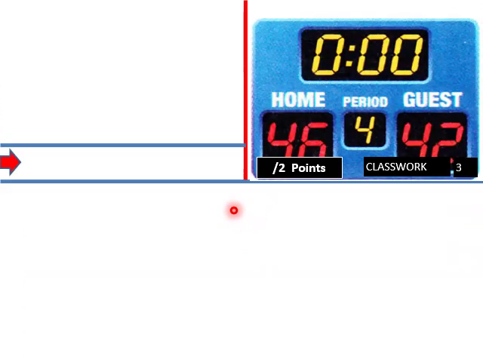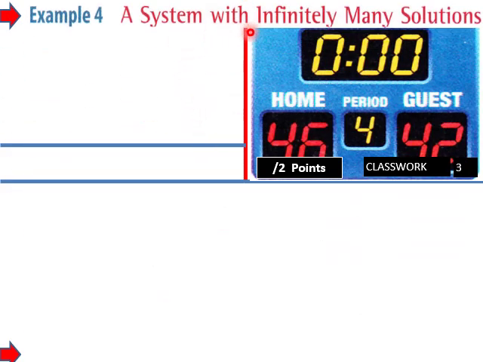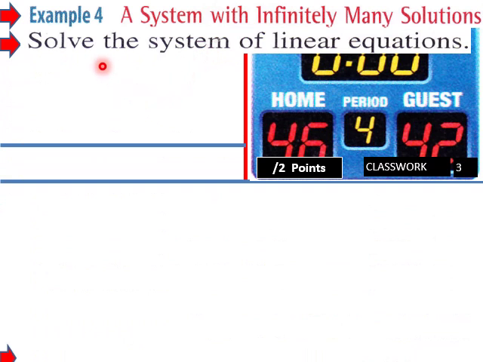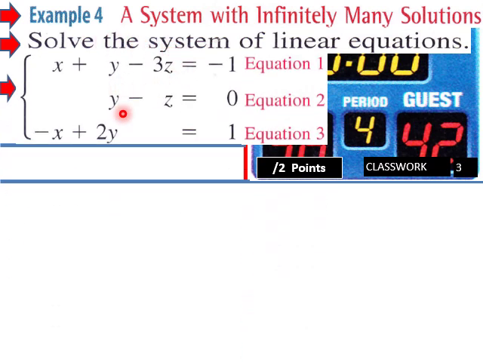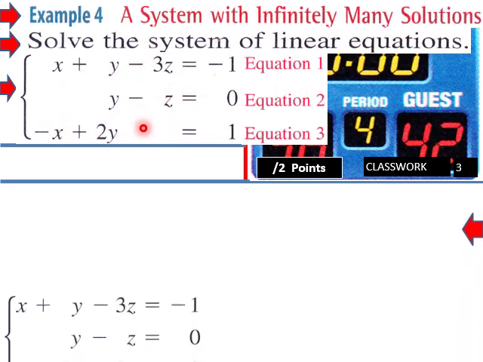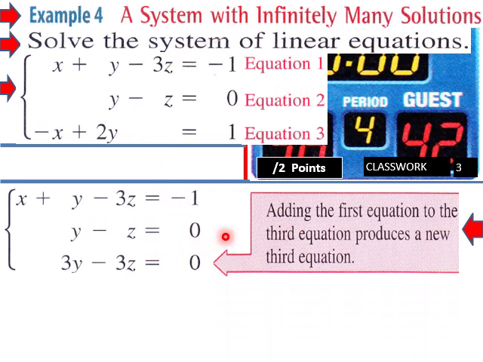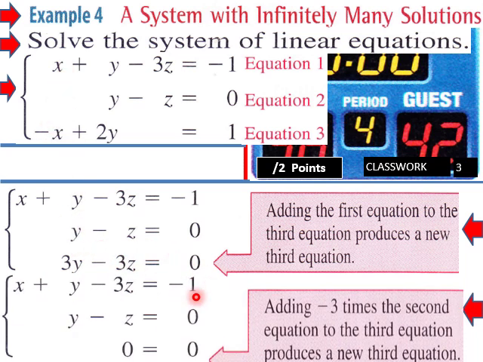So let's try one now. Let's try a system with infinitely many solutions. Solve the system of linear equations. So we have equations 1, 2, and 3. Here's our system. So we're going to add the first equation to the third equation, which produces a new third equation. Here's our new third. We got rid of our x here. These canceled each other out.